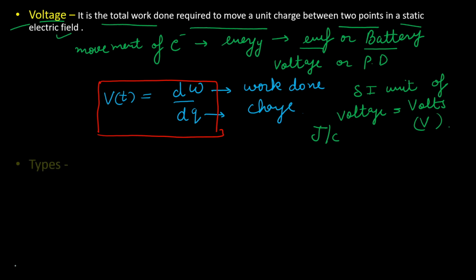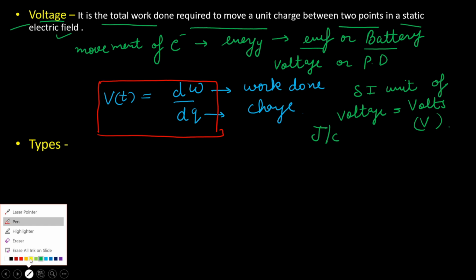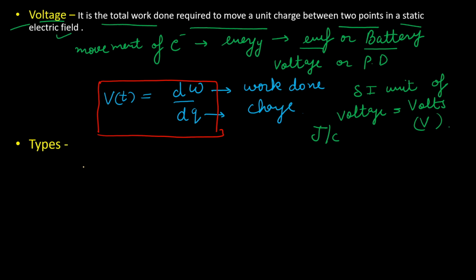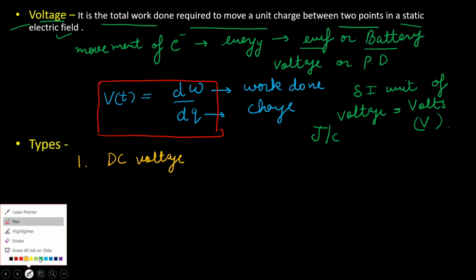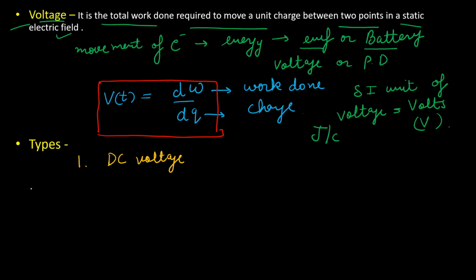Next we have the types of voltage. So what are the types? The first one is the DC voltage. So what is DC voltage? DC voltage is that voltage whose magnitude and direction remain the same with time. So it does not change, it remains constant with time.